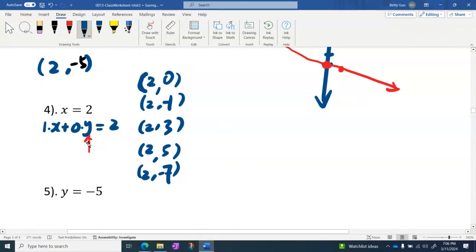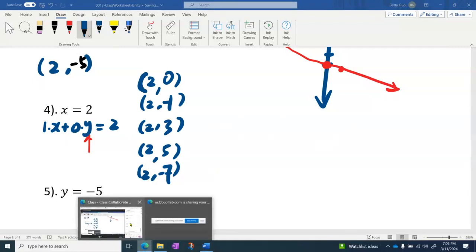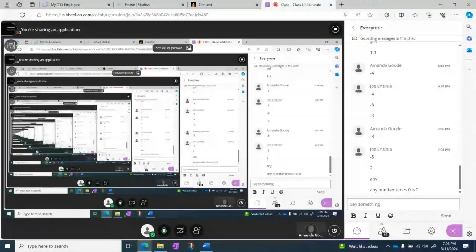As long as x is 2, the ordered pair would satisfy the equation, because it doesn't matter what the y value is. You plug in, 0 times y is 0, it's still 0, right? So the y value could be any number. Yeah, exactly. Thank you, Joe. Exactly. Awesome.